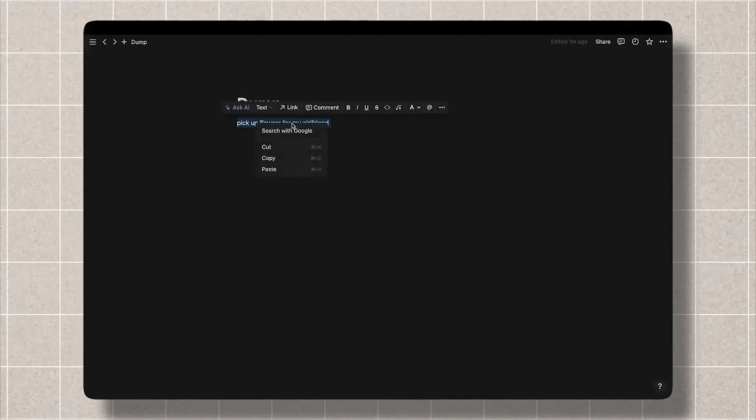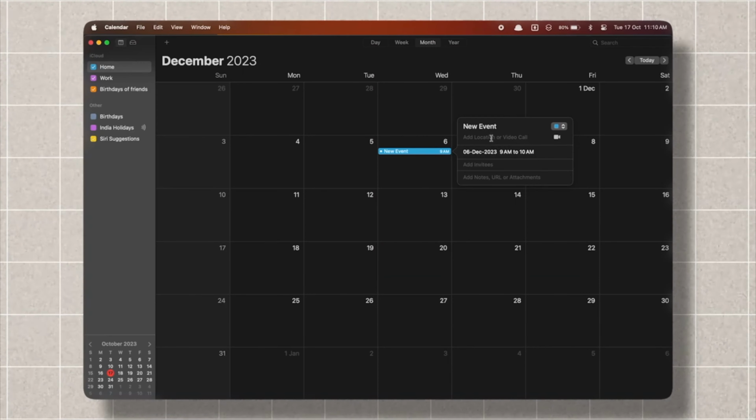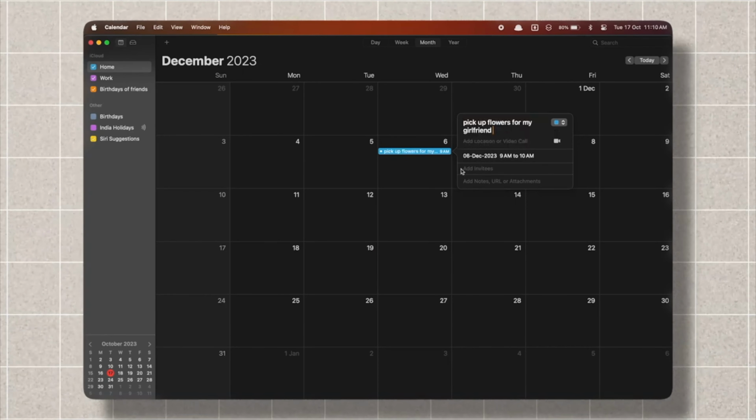Once it gets to the end of the day, I look at my dump for the whole day. I could have put something when I was at the gym saying, pick up my girlfriend's flowers on Friday. When I was working, I could have put YouTube idea of 5 stocks to buy. When it comes to the end of the day, I look at my dump. Very important, I schedule those tasks in my calendar. So I could schedule pick up girlfriend's flowers between 6 to 8 p.m.